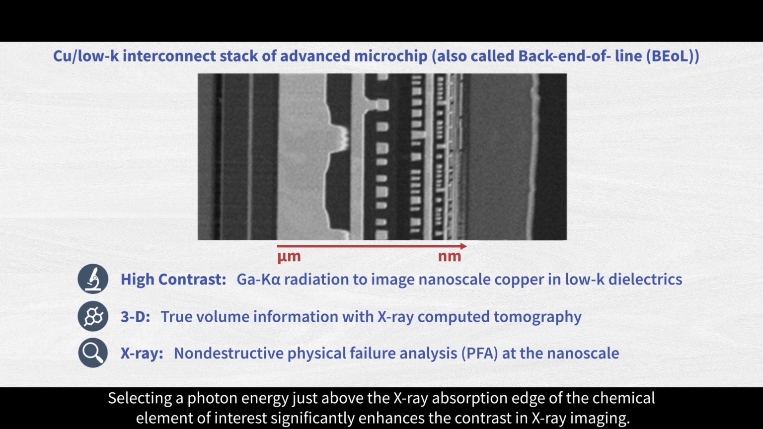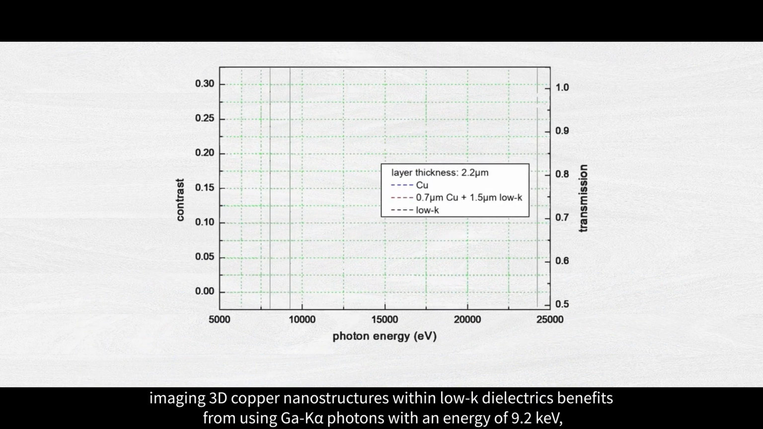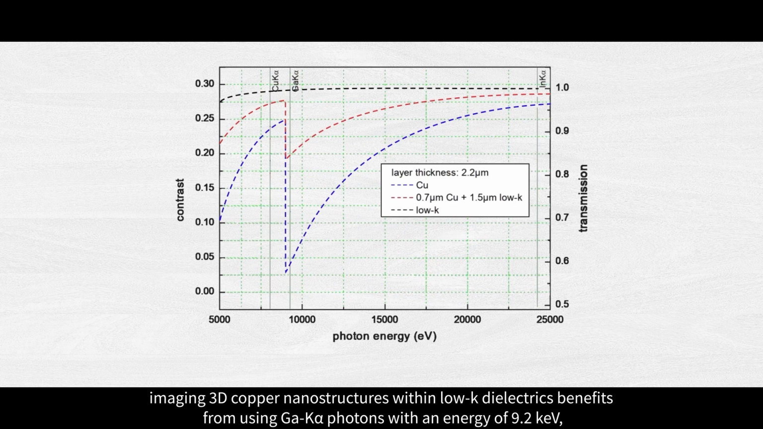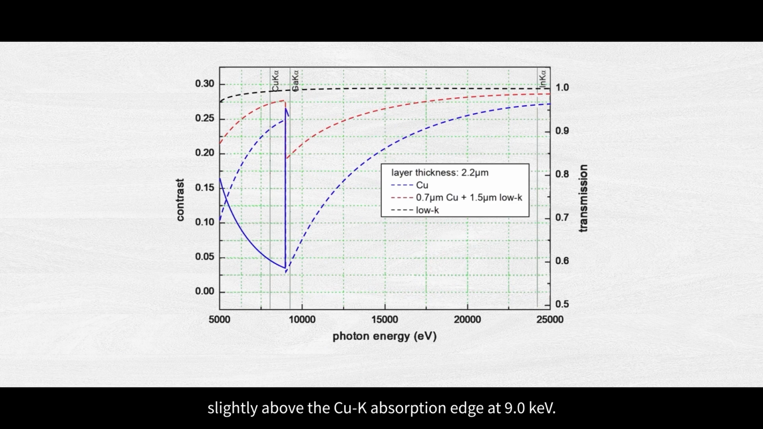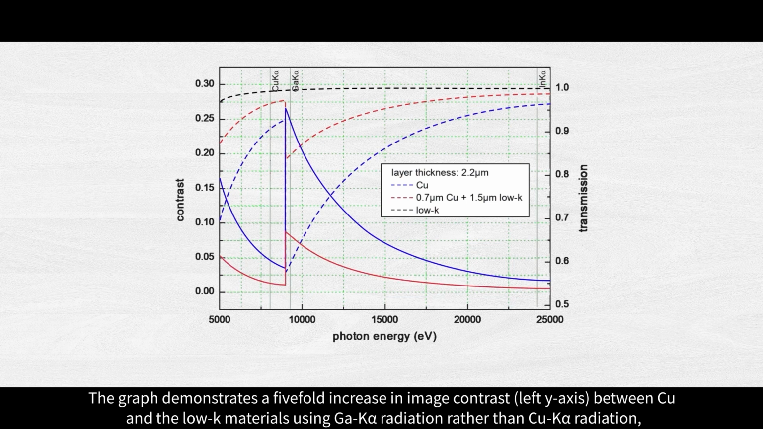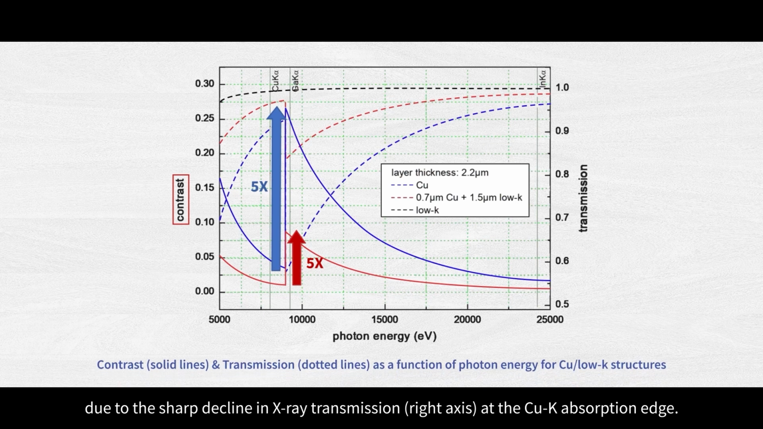in X-ray imaging. In this study, imaging 3D copper nanostructures within low-K dielectrics benefits from using gallium K-alpha photons with an energy of 9.2 keV, slightly above the copper K absorption edge at 9.0 keV. The graph demonstrates a 5-fold increase in image contrast between copper and the low-K materials using gallium K-alpha radiation rather than copper K-alpha radiation, due to the sharp decline in X-ray transmission at the copper K absorption edge.